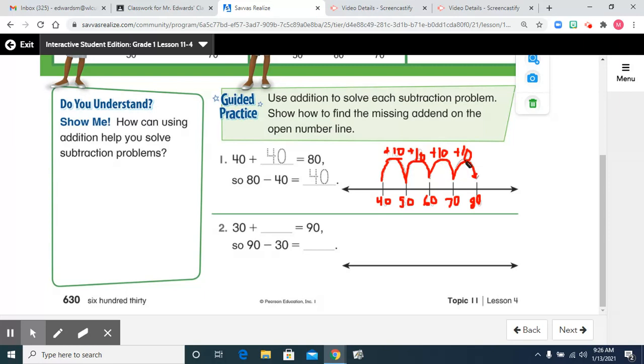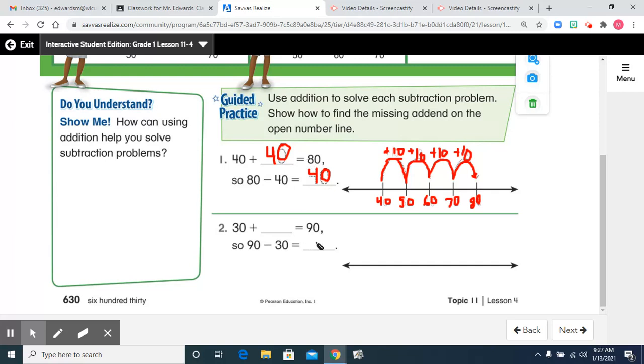All right, now all I have to do is count it by tens, each hop here, to see how much it took to get to 80 from 40. Okay, count by tens. 10, 20, 30, 40. So 40 plus 40 equals 80. Now that's a doubles fact because 40 and 40 are the same number. They equal 80. So 80 minus 40 equals 40. Now remember, related facts have three numbers that are the same: 40, 40, and 80.